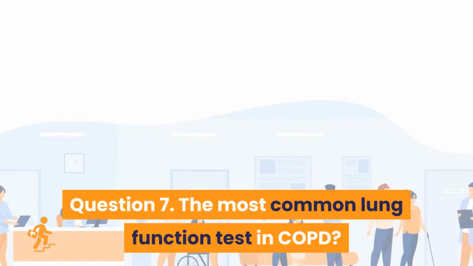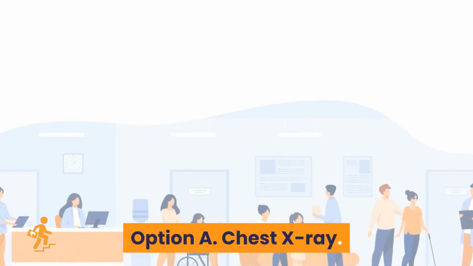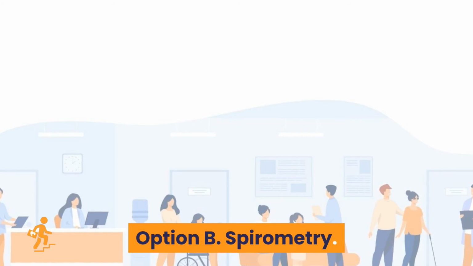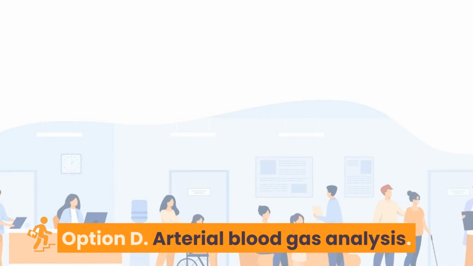Question 7. The most common lung function test in COPD? Option A, chest X-ray. Option B, spirometry. Option C, CT scan. Option D, arterial blood gas analysis.